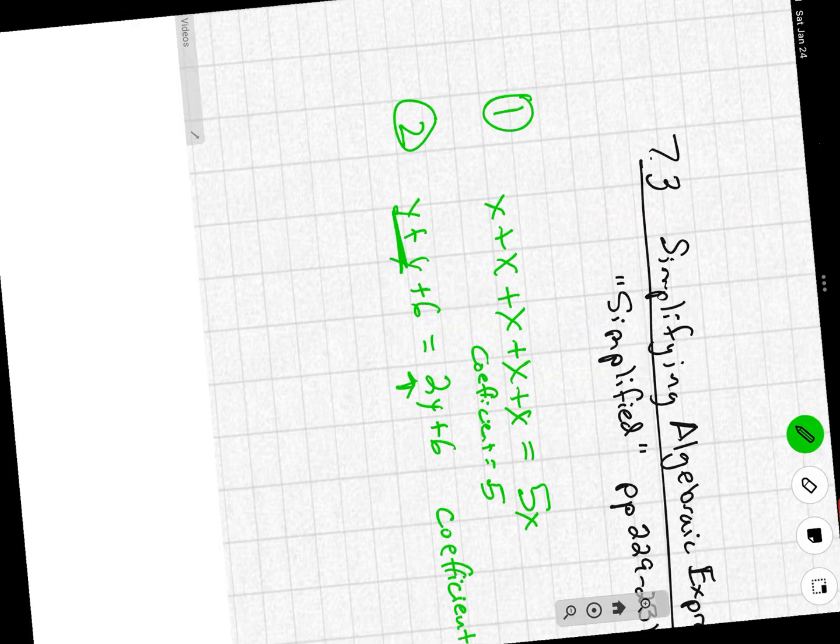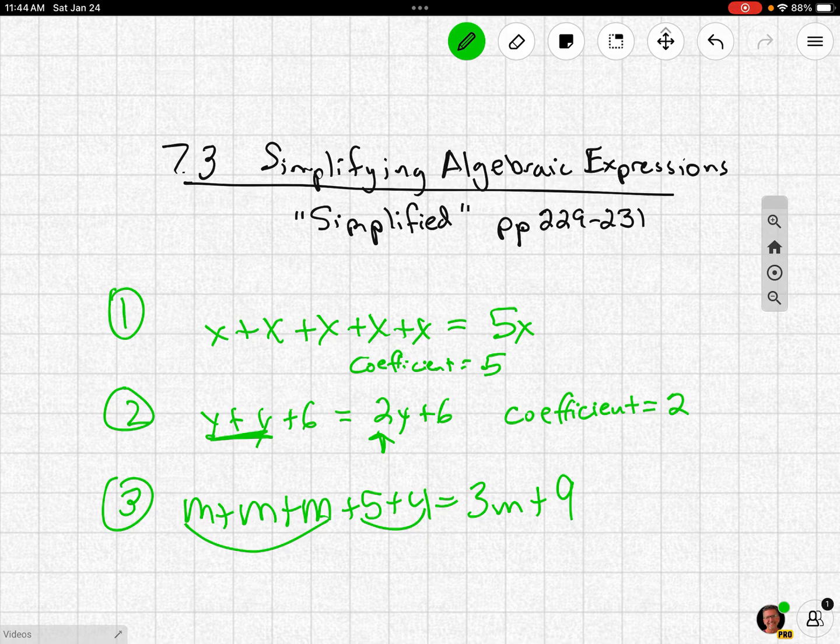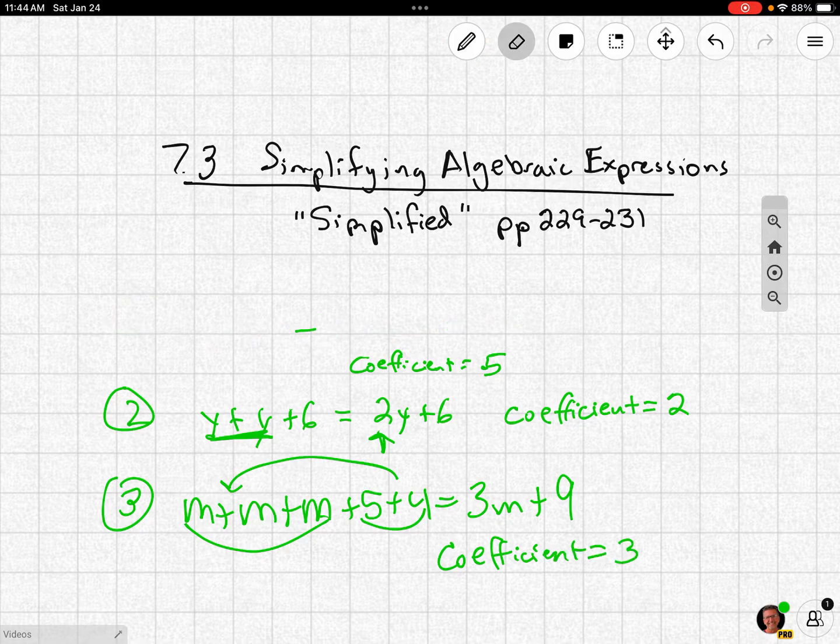Number 3, okay, number 3 is m plus m plus m plus 5 plus 4, which is equal to, we have 3 m's there, plus we could put the 5 and 4 together. That's equal to 9. And notice I'm not combining the 9 with this, because you can't add 5 plus m and call it one thing. All right, so 3m plus 9, and the coefficient is equal to 3. Let me erase that. We'll do number 4.